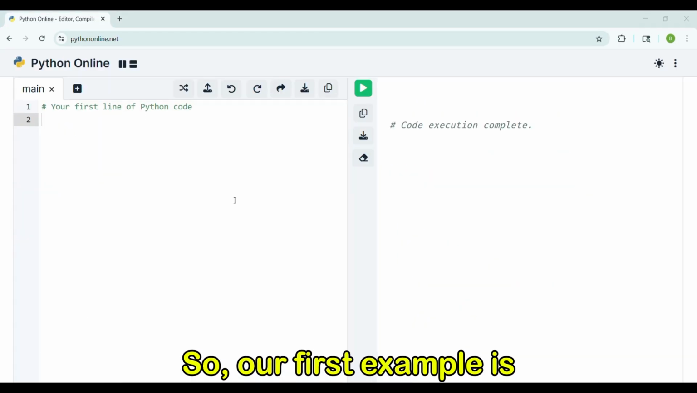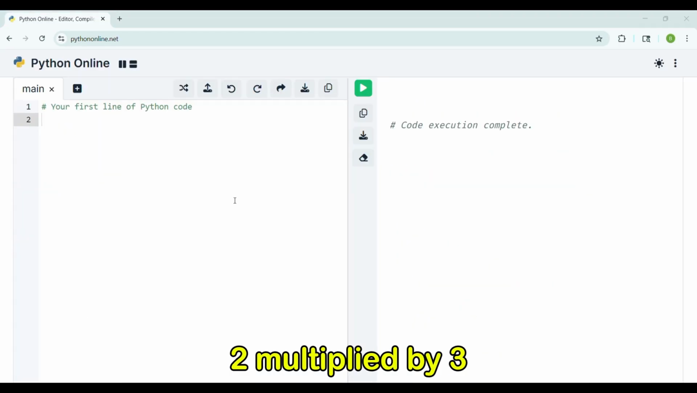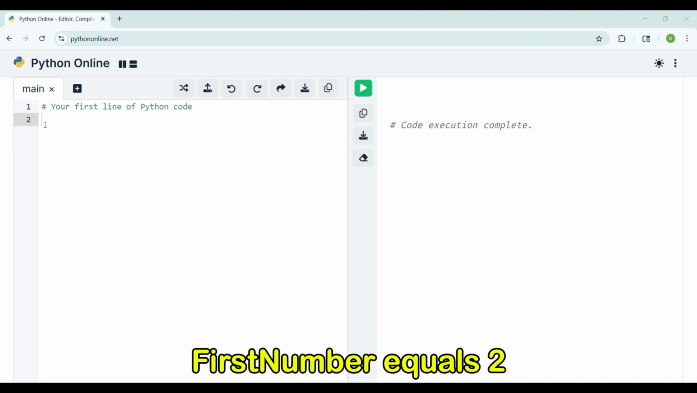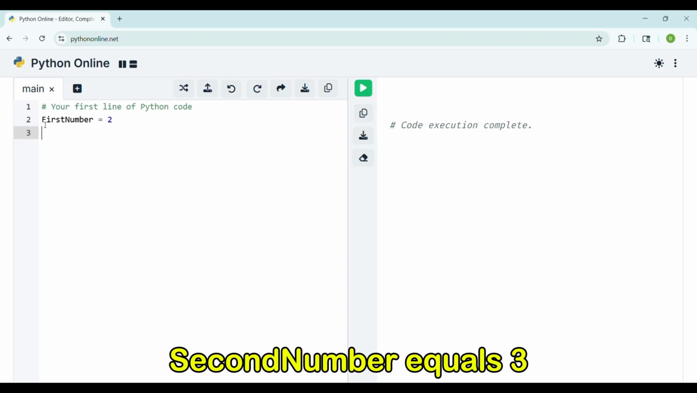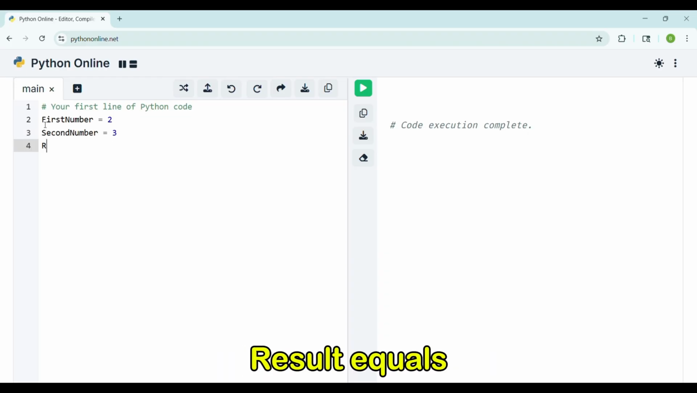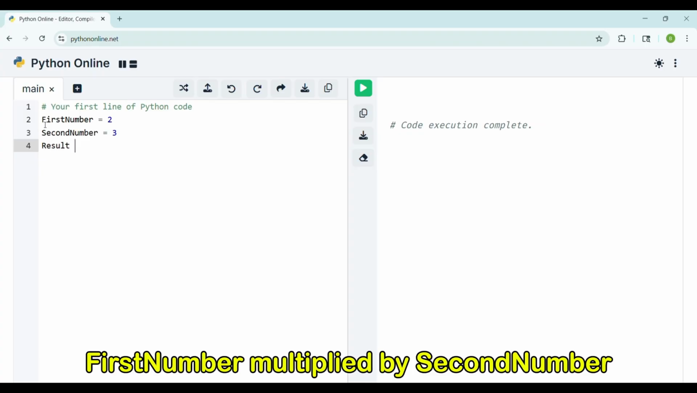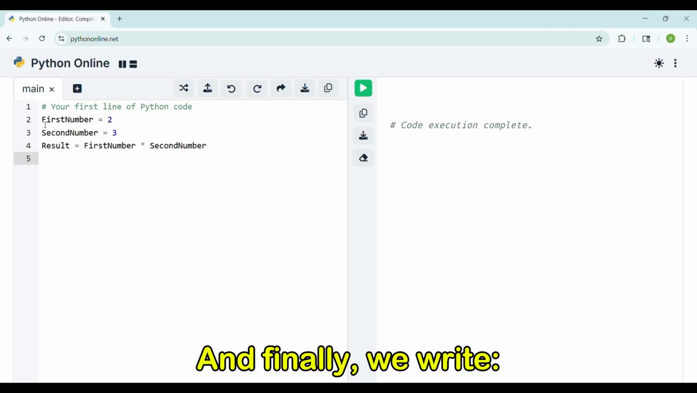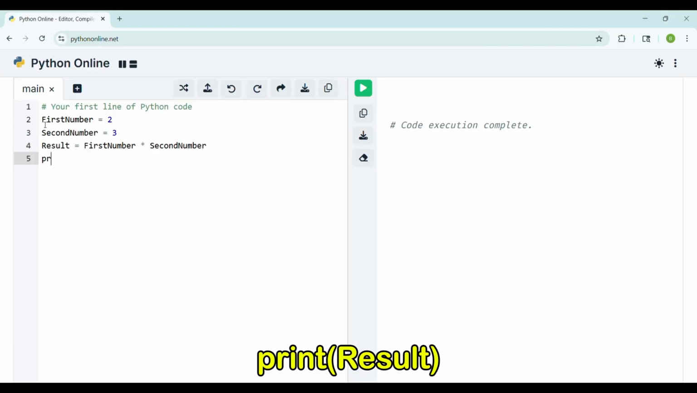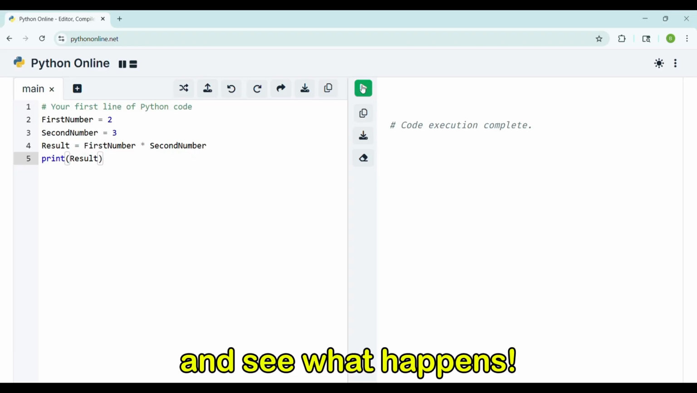So our first example is 2 multiplied by 3. First we write first number equals 2. Then we write second number equals 3. Next we write result equals first number multiplied by second number. And finally we write print, open parentheses, result, close parentheses. Now let's run it and see what happens.